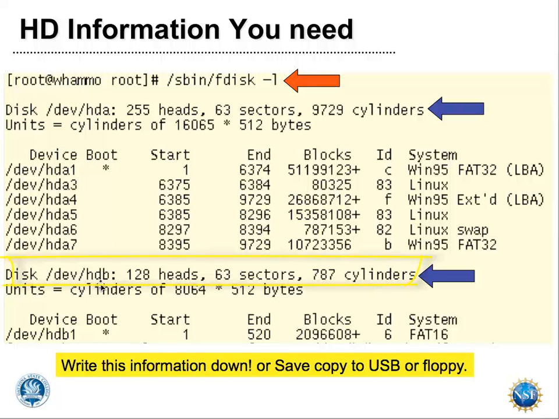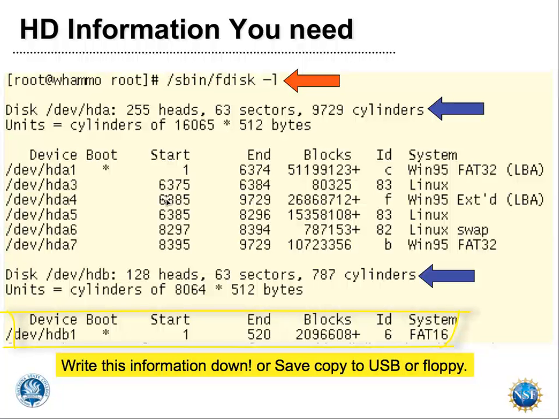Well, this is interesting. Notice now we have an HDB. So this most likely must be a second hard drive, or at least it's a second device. Notice the H is IDE, and B means it's the second. It says that we could boot off this, and it's got a single partition on this drive, and it's formatted FAT16.